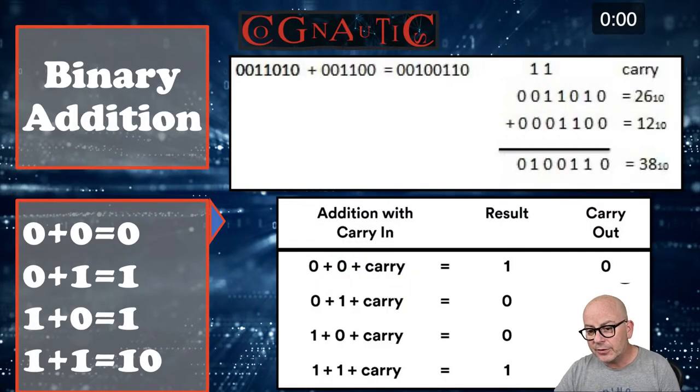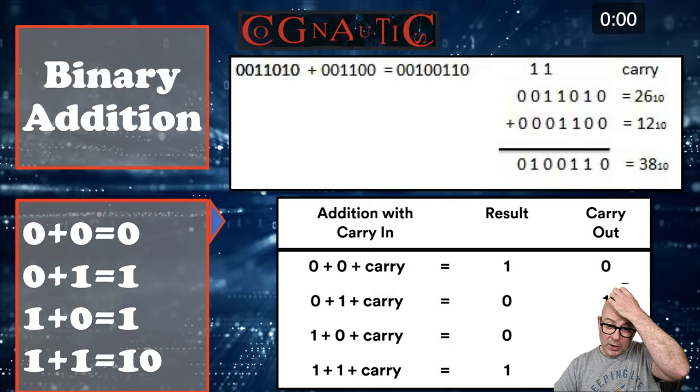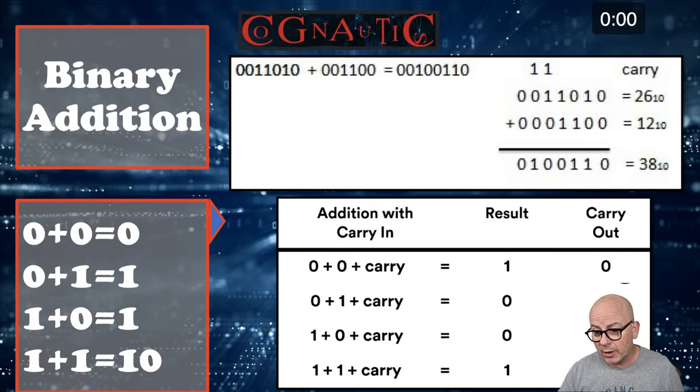So let's look at this one here. At the top right, we've got 0, 0, 1, 1, 0, 1, 0 added to 0, 0, 0, 1, 1, 0, 0. Happy? So that's what we're going to do. Let me run through it. We're going to start on the right. And as we're doing this, look at the bit in grey on the bottom left there, because that's the mantra.